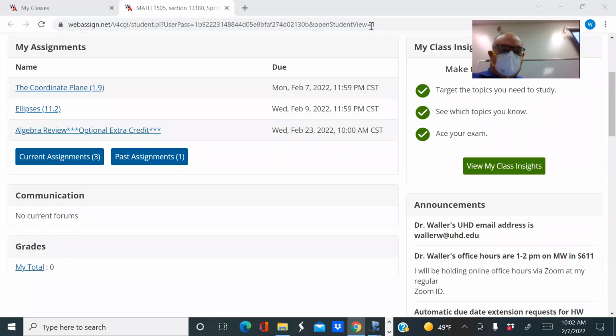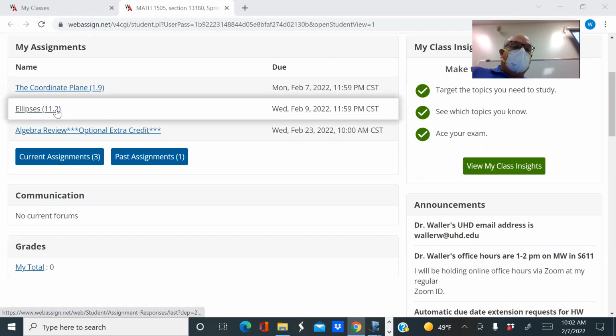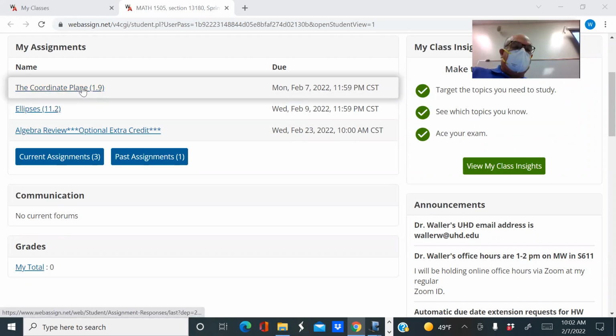So we're started. We have a homework due tonight on the coordinate plane, right? Which has various things in it, including circles. And then coming up on Wednesday is this homework on ellipse, which is not as long as this homework on the coordinate plane.